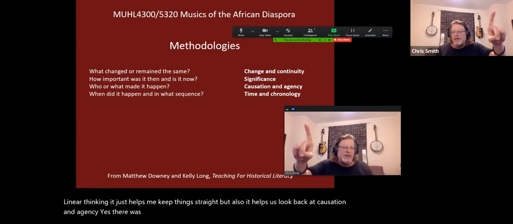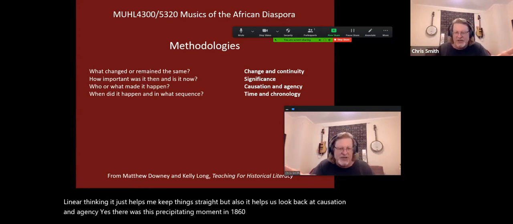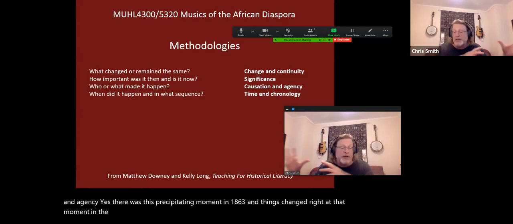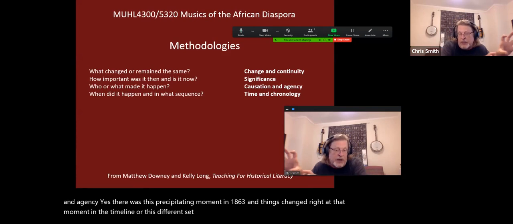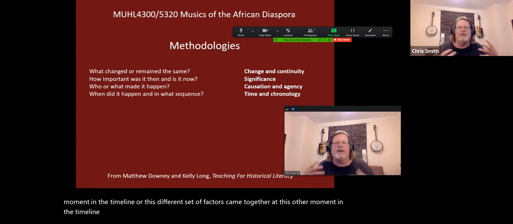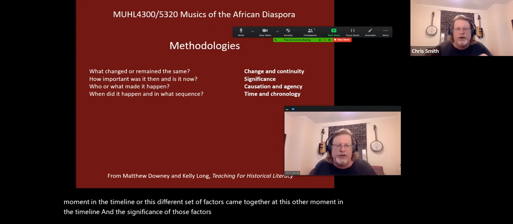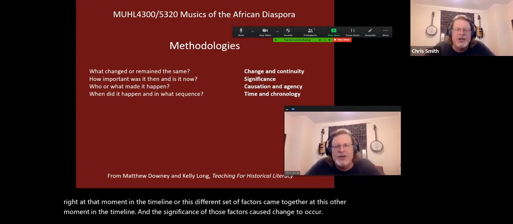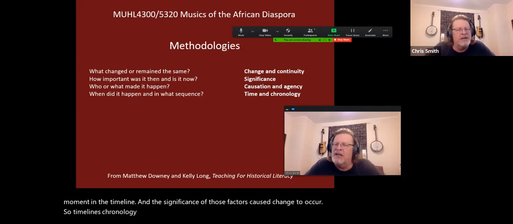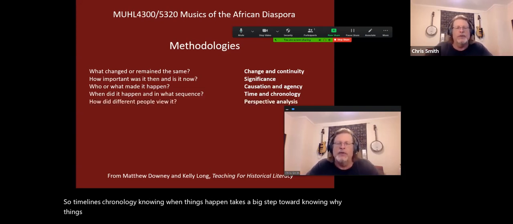Yes, there was this precipitating moment in 1863 and things changed, right? At that moment in the timeline. Or this different set of factors came together at this other moment in the timeline, and the significance of those factors caused change to occur. So timelines, chronology, knowing when things happen, takes us a big step toward knowing why things happened, and why is important.